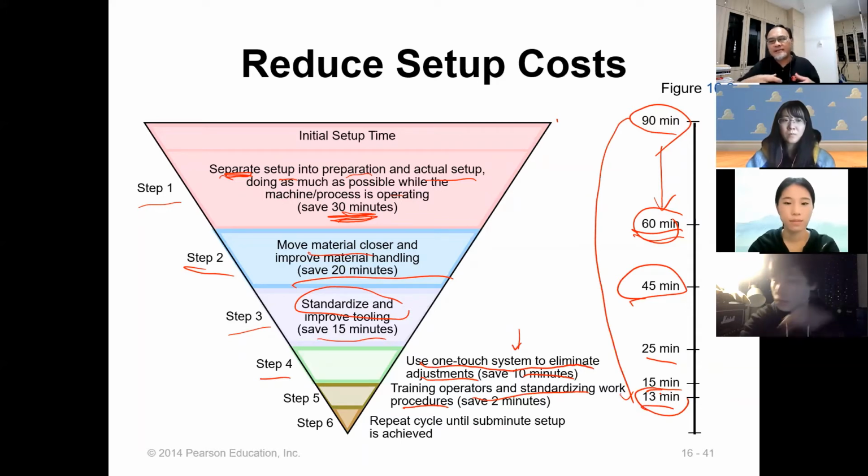That's what we call SMED, single minute exchange of die. Okay, you reduce the waste. Many processes. You just observe a process, and you repeat the cycle until sub-minute setup is achieved. Okay. This is just an example where you can do activity systematically, step by step, to reduce the setup time.